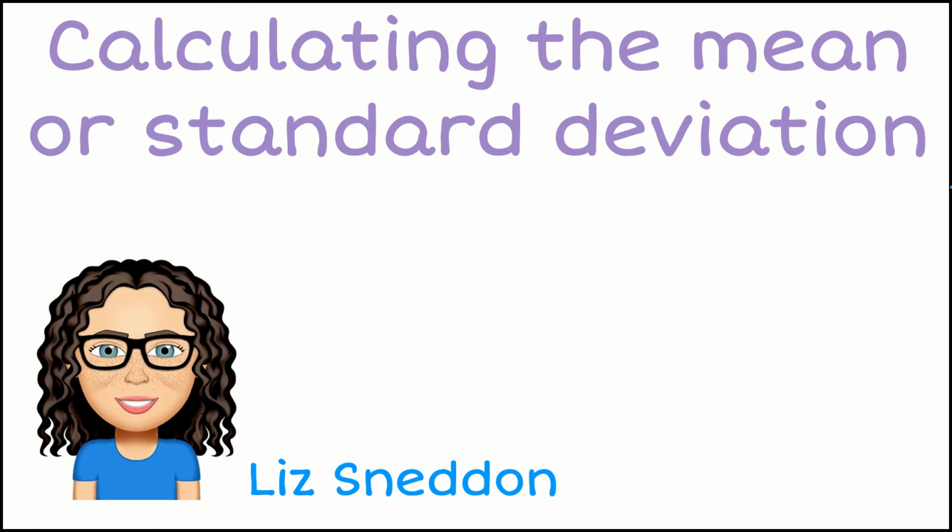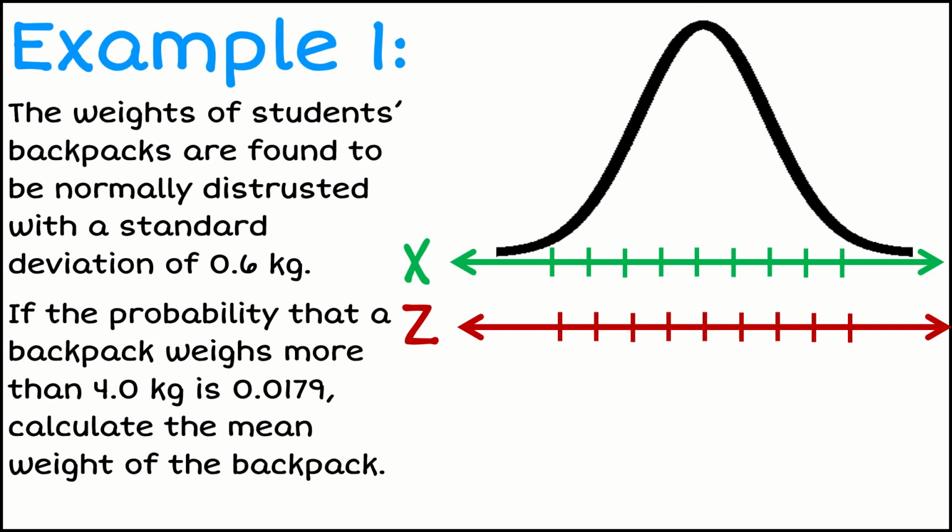Hi, I'm Liz Sneddon. Let's have a look at how we can calculate the mean or standard deviation for our normal distributions. So the key thing is that we need to have enough information to be able to work this out. And then we're literally reverse engineering it, if you like.